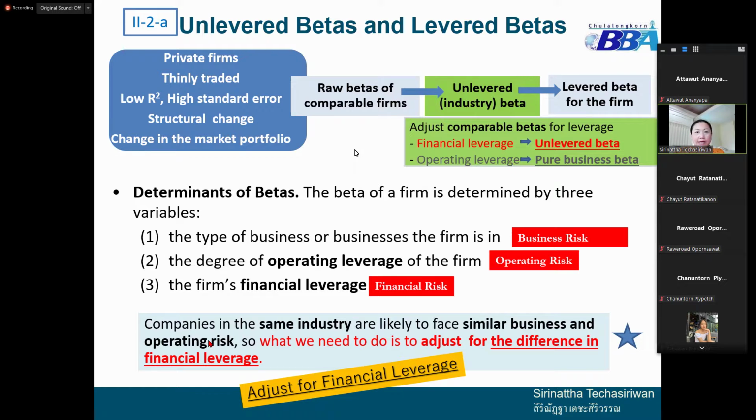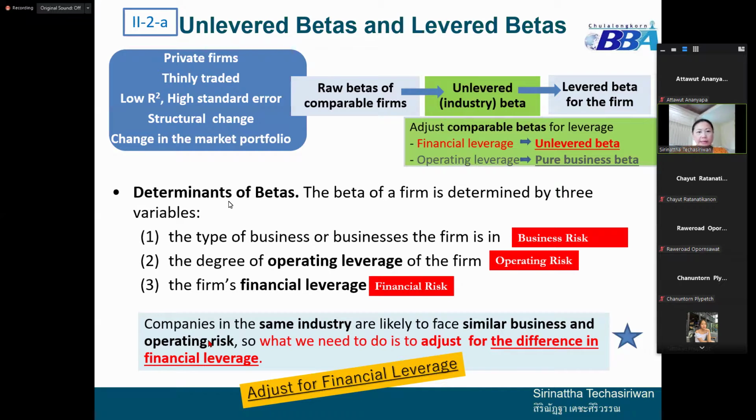So if this case happens, thinly traded stock, low R square and high standard error in the regression, expected structural change in the market portfolio, or even for private companies, we will need to estimate beta by looking at betas of comparable firms. When we say comparable firms, it refers to firms with similar determinants of risk.